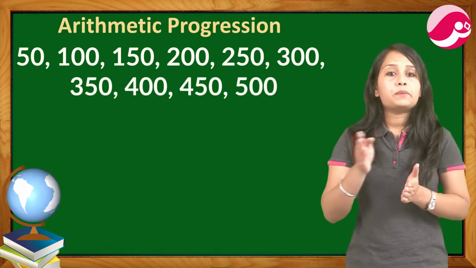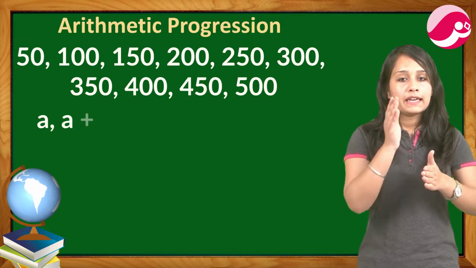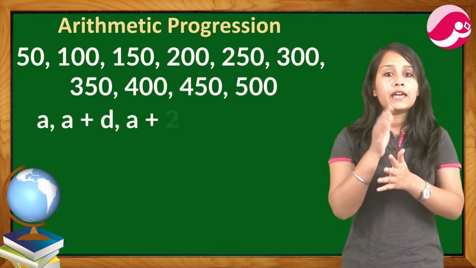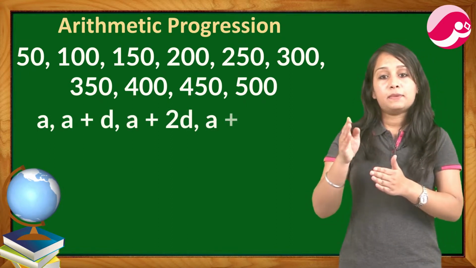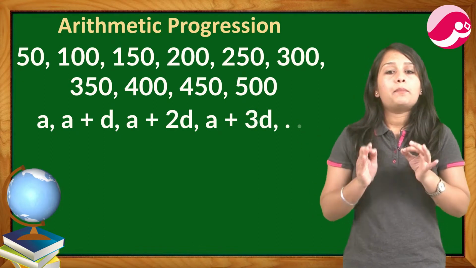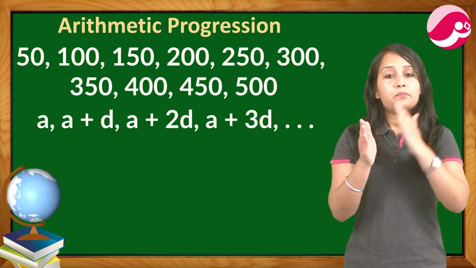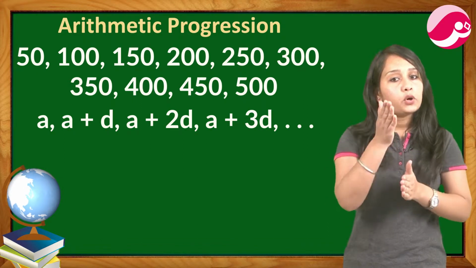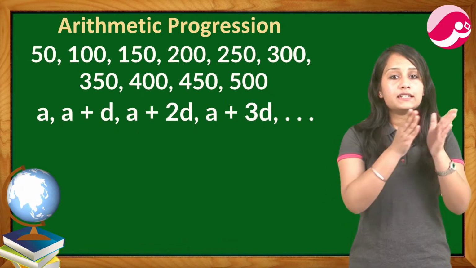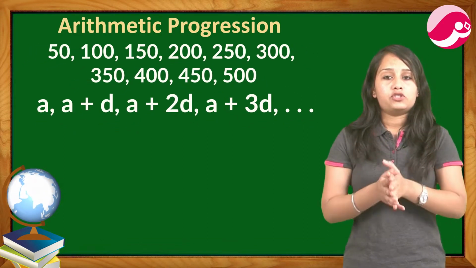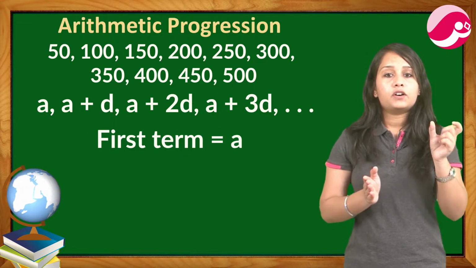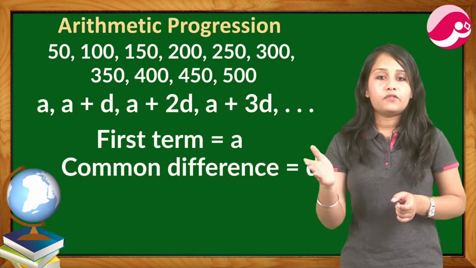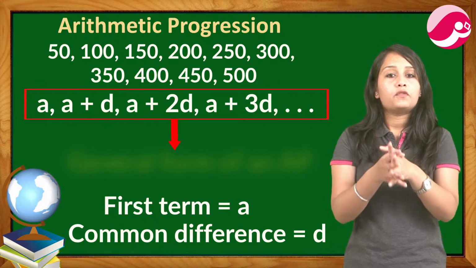So you can clearly see that pattern. A plus D, A plus 2D, A plus 3D and so on. अब आप यहाँ पर भी अगर सक्सीडिंग टर्म में से प्रीसीडिंग टर्म को माइनस करके देखेंगे तो आपको D मिलेगा. So, this represents an arithmetic progression where A is the first term and D is the common difference. This is called the general form of an AP.